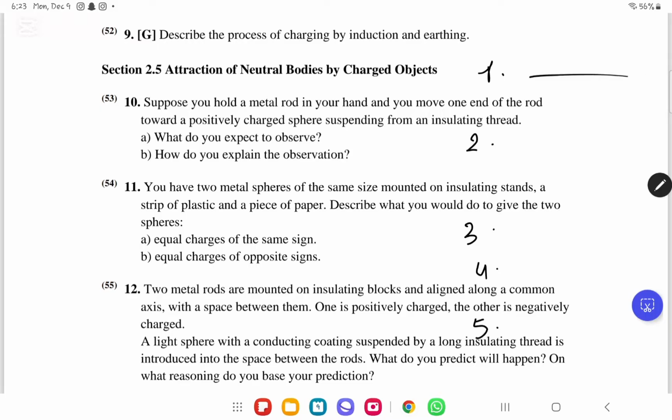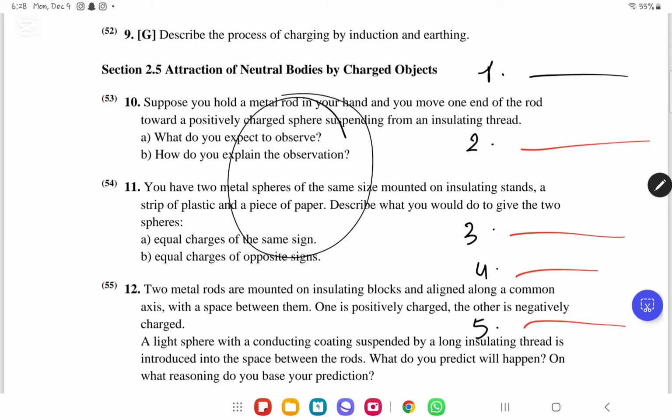Starting with number 1, you put an uncharged metal sphere on an insulating stand. After that, for number 2, a positively charged glass rod is brought near the sphere without actually touching it. For number 3, without removing the glass rod, the sphere is earthed or grounded. For number 4, the glass rod is moved far away, and number 5, the sphere is left with a negative charge.